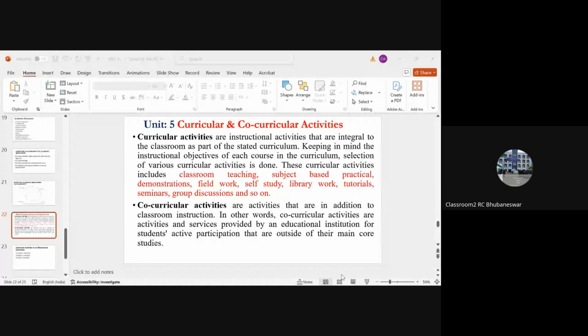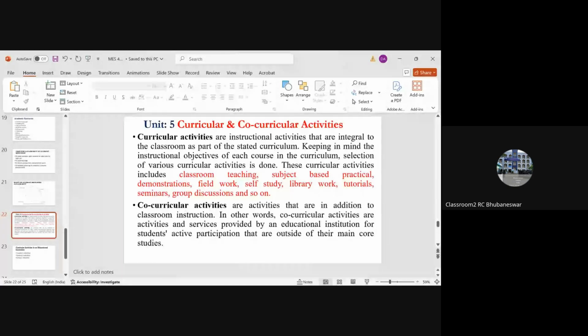Then co-curricular activities improve the classroom transaction. These are fulfilling the educational need of the students. These activities help the learner to fulfill the learning need, the requirement of the students. Okay?